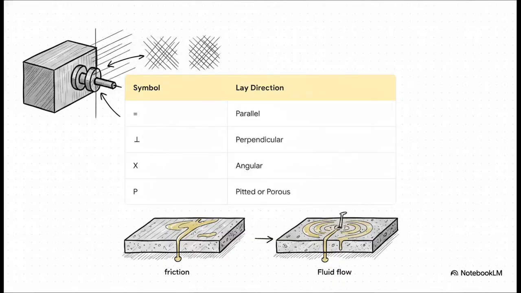Now, because the tools used to cut and shape metal leave behind distinct directional patterns, which, by the way, are often visible to the naked eye, engineers call this directionality lay. They use a very specific set of symbols on their blueprints to dictate exactly how a surface grain should run. Should it be parallel to an edge, perpendicular, angular, maybe even a cross-hatched radial pattern? The direction of this microscopic grain is a huge deal because it fundamentally changes how fluids, like oil, will flow across the surface or how much friction it's going to generate.